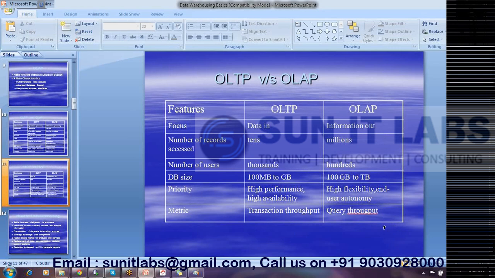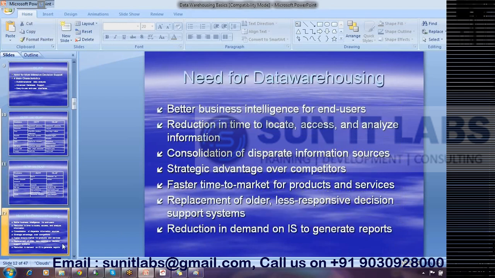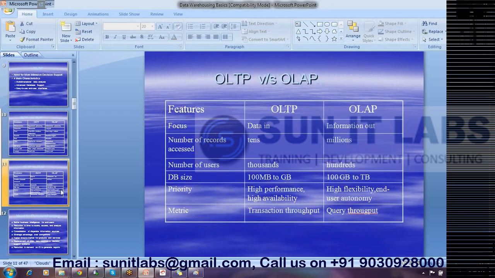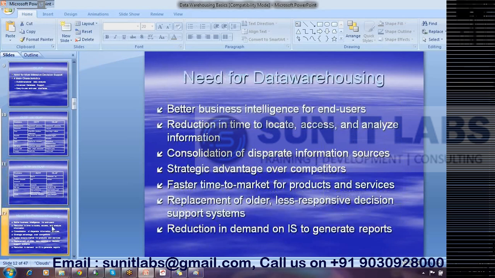Right? So that is how the OLTP systems differ from the OLAP system. So why are we actually going for a data warehouse? These are all the differences. The next slide talks about why we are going for a data warehouse.